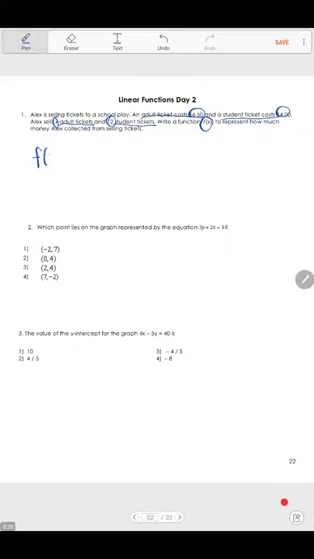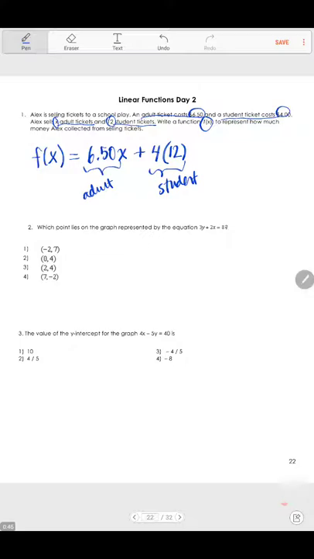Again, they give us what to write in our equation. f of x equals. Now, if each adult ticket costs $6.50 and there were x adult tickets sold, I'm writing $6.50 times x plus each student ticket costs $4 times 12 student tickets were sold. So this tells us the student ticket earnings, and this one tells us the adult ticket earnings. We can write the equation like that. You can also simplify it and say 6.50x plus 48 equals f of x.